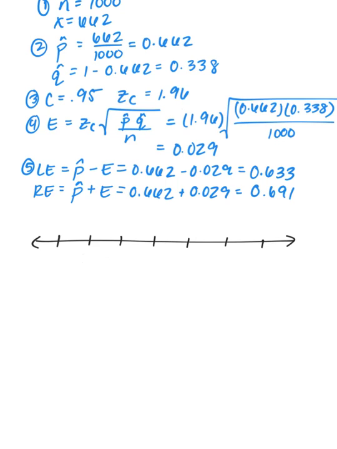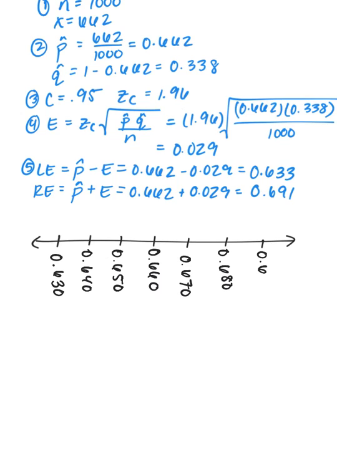So what did I say we were starting with? 0.630, 0.64, 65, 66, 67, 68, 69. Okay, and then just like always, we put a point on our point estimate. In this case, it would be our little p hat. So we're going to put a point on 0.662, which would probably be somewhere around here.